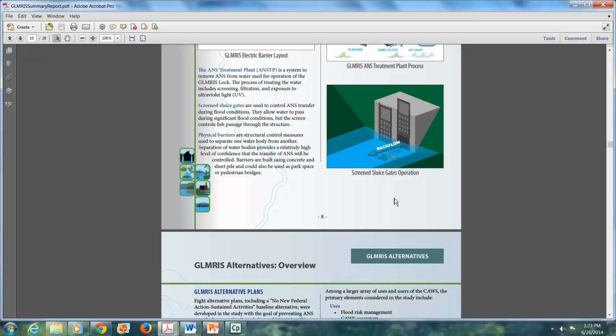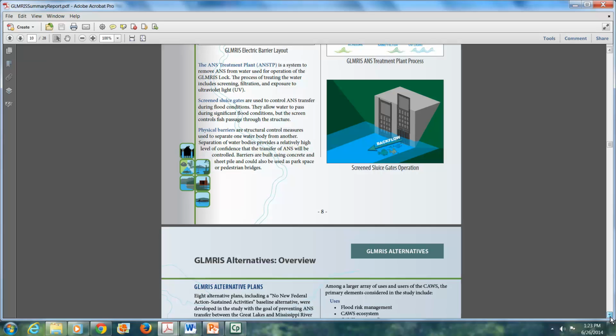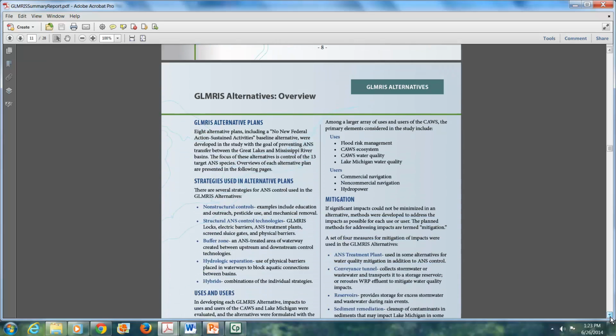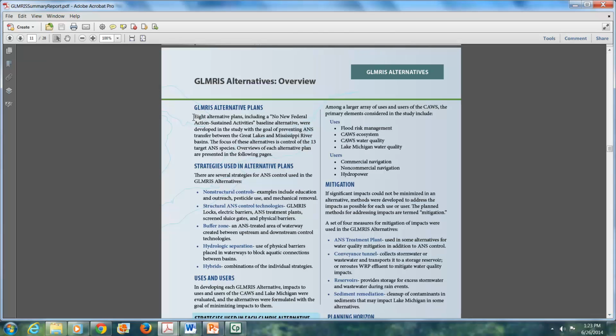So the core document does an excellent job of identifying the alternative measures that are available for dealing with the aquatic nuisance species. They then take these measures and others not mentioned here, and they combine them to identify 8 alternative risk management options. One of these is do nothing, called the No New Federal Action Sustained Activities approach. That would mean the federal government would take no new actions, but they would sustain those activities that are already underway.